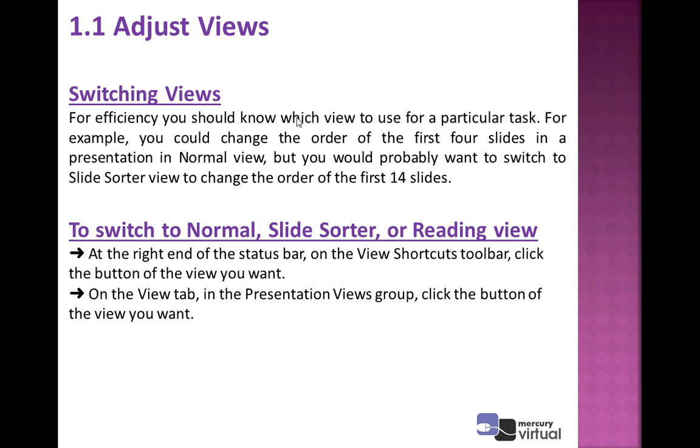In 1.1 we study how to switch the views, means how to switch from one view to another view. There are basically 4 views available, and how we can switch from one view to another depends on how we adjust the views. Then how to switch to the normal slide or the reading view. Go to the right end of the status bar. As it is mentioned, go to the right end of the status bar on the views shortcut toolbar. Click the button of the view you want. Means you simply go to the right end of the shortcut toolbar, that is the status bar, and click the button of the view that you want.